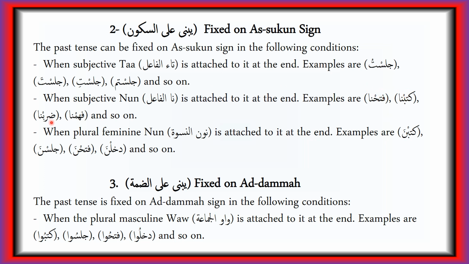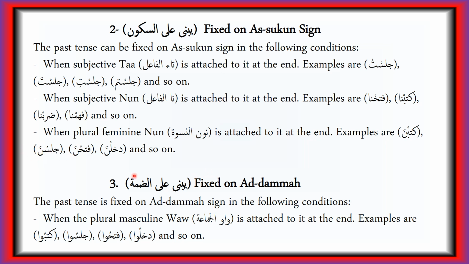When the plural feminine noun niswa is attached to it at the end, examples are كتبنا, جلسنا, فتحنا, دخلنا, and so on. See that all of these verbs have noon niswa attached to their end. For example, كتبنا has na, noon niswa, attached to the end, جلسنا has noon niswa attached to the end, etc. So they all take sukun.